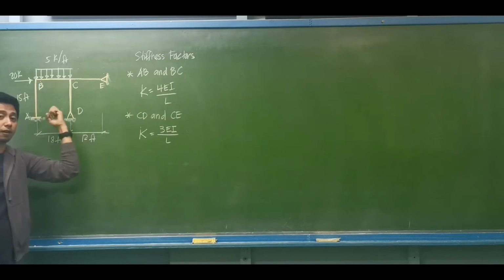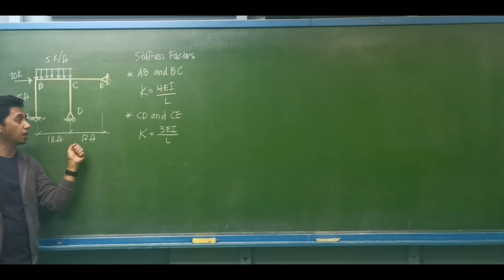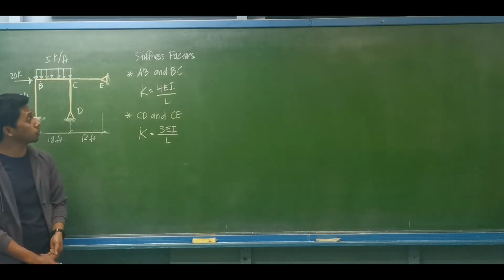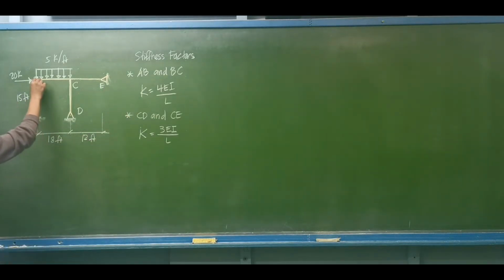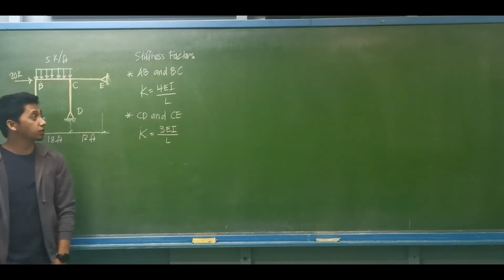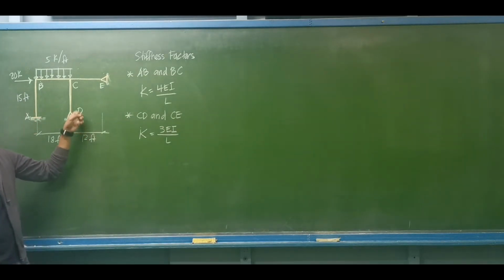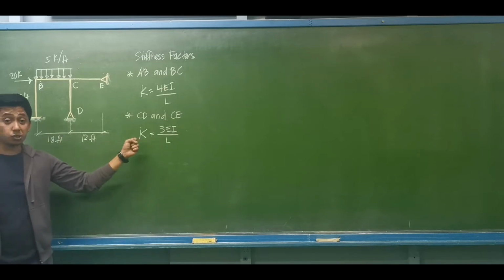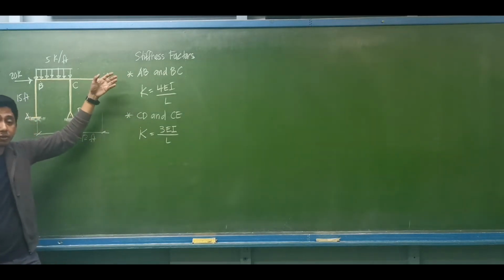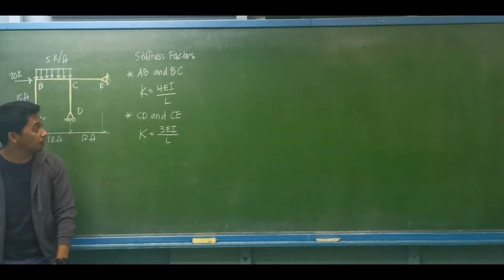Support E will prevent the frame from side sway, so we assume this frame to be a frame with no side sway. We have unequal stiffness factors for all the members. For column AB and beam BC, the stiffness factor is 4EI divided by their corresponding length. For spans CD and CE, the stiffness factor is 3EI divided by the length. Since we now have the stiffness factors, next we have to compute the distribution factors.